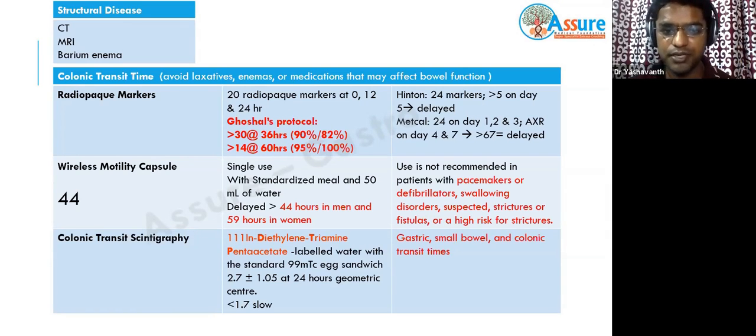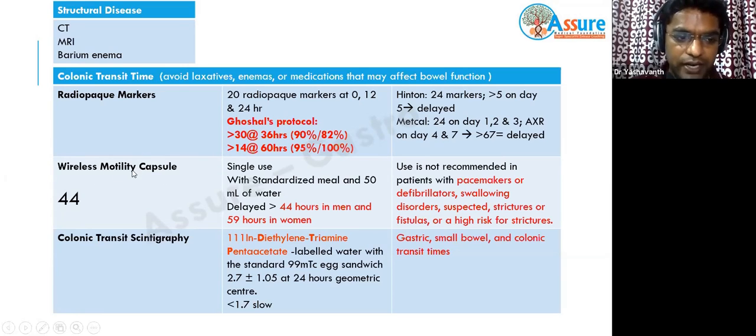So totally 60 will be taken by the patient, and you keep taking the X-ray at the end of 36 hours and at the end of 60 hours. At the end of 36 hours, if someone has more than 30 markers, it has more than 90% sensitivity and 82% specificity for slow transit constipation. So this transit time study is done to rule out slow transit constipation. Whereas in the radio opaque markers, if more than 14 are present at the end of 60 hours, it is nearly 100% specific for slow transit constipation.